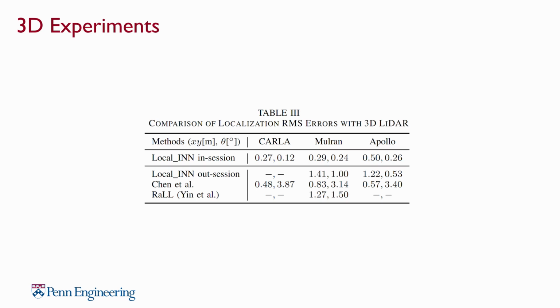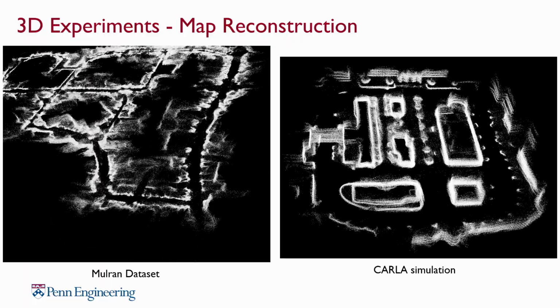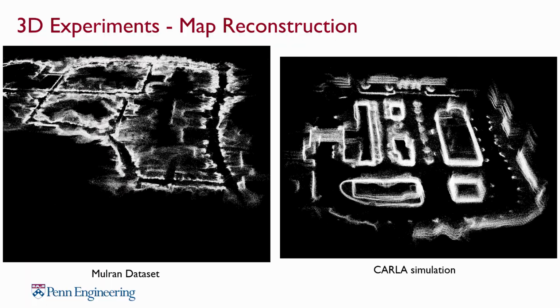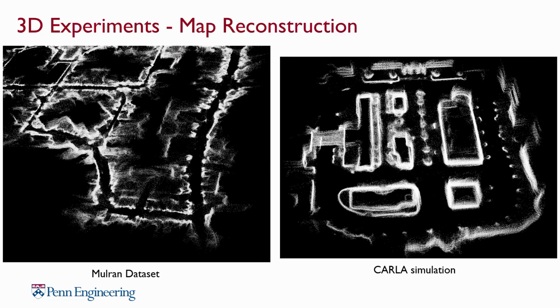Results show that the accuracy of local-in is on par with the state of the art. Here are examples of 3D map reconstruction. On the Moron side, we can see that just by training with 6,000 data points, the network is able to interpolate and reconstruct major features on a large map with test poses.